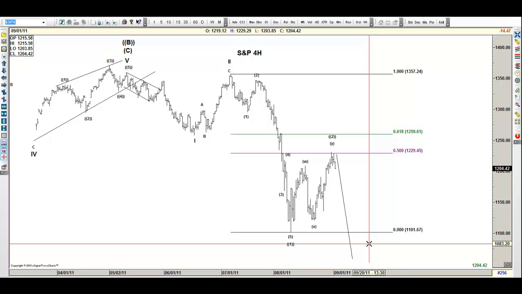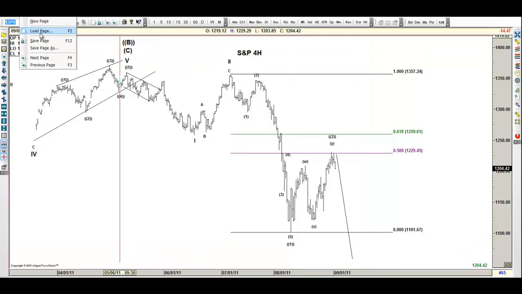So let's present the count today, and that way you guys understand that there is a little chance that the dollar can get bullish.